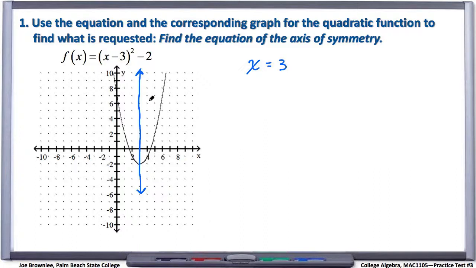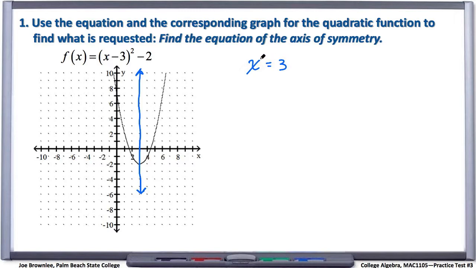The blue line that we just drew is a vertical line. We know that all vertical lines are written x equals some number, and the number in this case is wherever the blue line crosses the x-axis. So we have x equals, and it looks like this line crosses right here at 3.